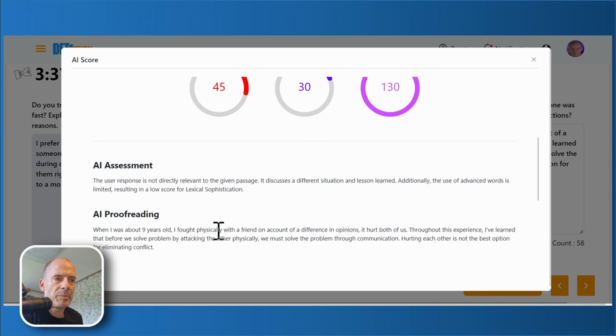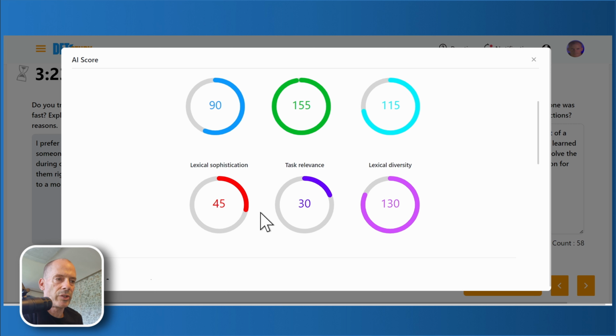And the AI assessment says the user response is not directly relevant to the given passage. It discusses a different situation and lesson learned. Additionally, the use of advanced words is limited, resulting in a low score for lexical sophistication. Okay, so we got a 45 here and a 30 here.